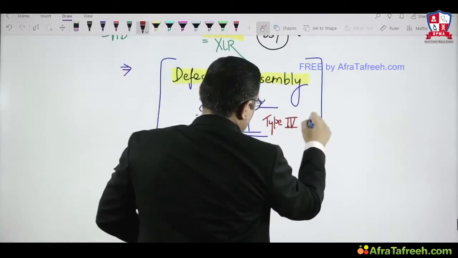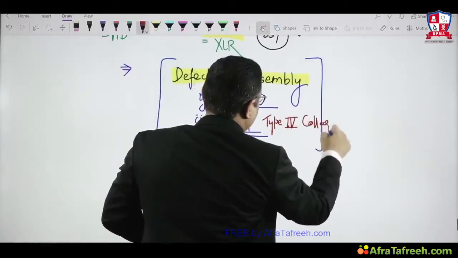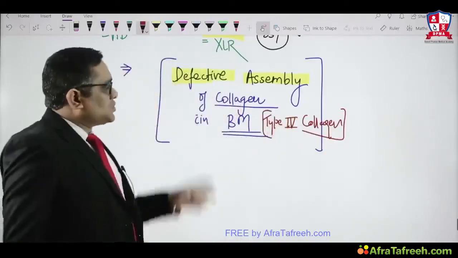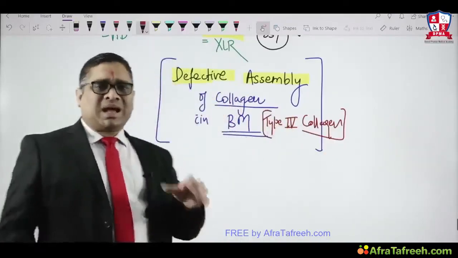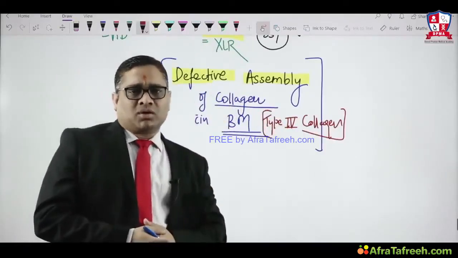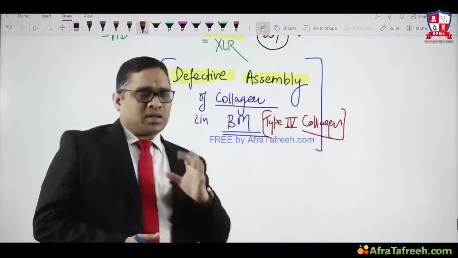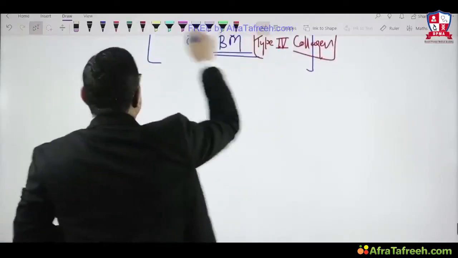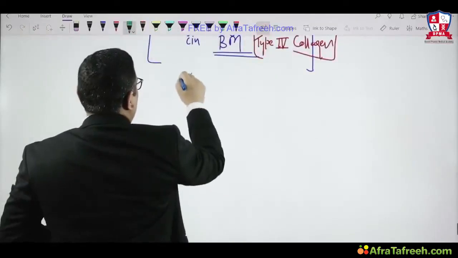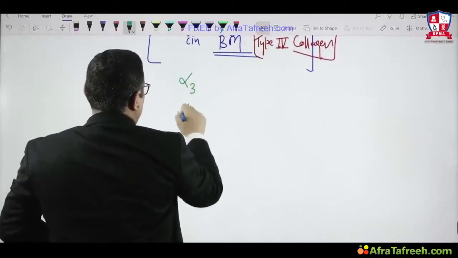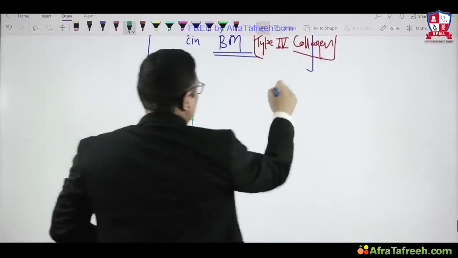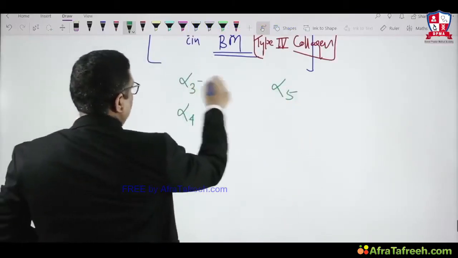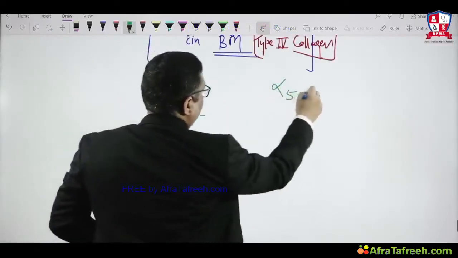This was a previous year All India question also, so that is why I am repeating. Type 4 collagen is the basement membrane collagen. So what is the problem in Alport syndrome? It is the assembly of the collagen molecule which is defective, right? So remember, what is defective? Which chain of the collagen? Alpha 3, alpha 4 or alpha 5? So there are chains, right? Alpha 3 chain, alpha 4 chain, alpha 5 chain.